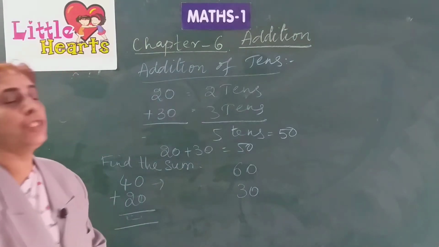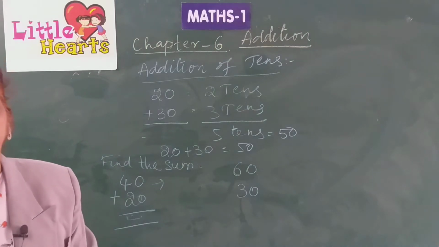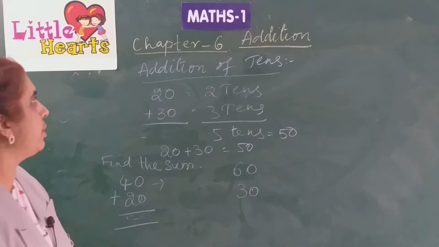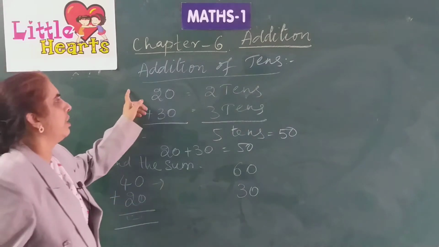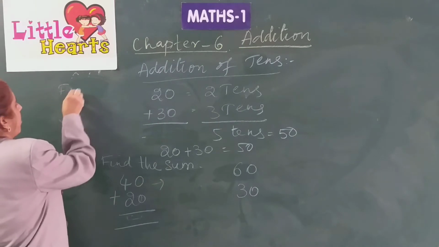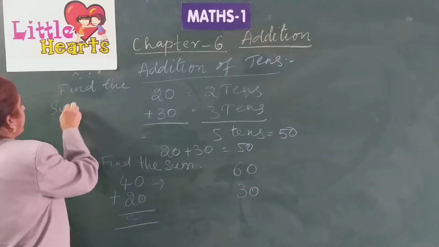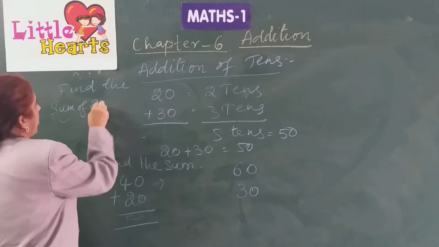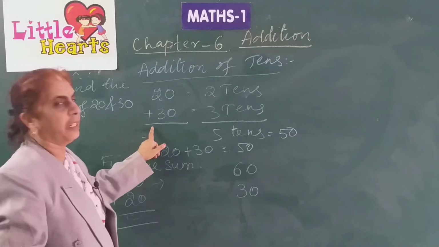We are in the process of addition, and now we are going to learn addition of tens. This is the continuation of the chapter addition. First, find the sum of 20 and 30. 20 plus 30.